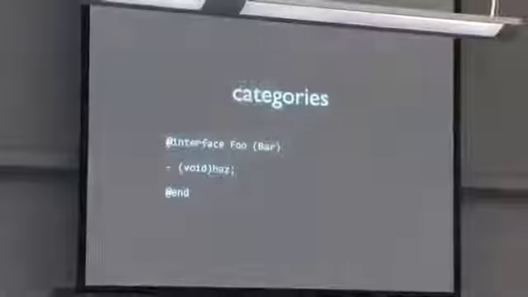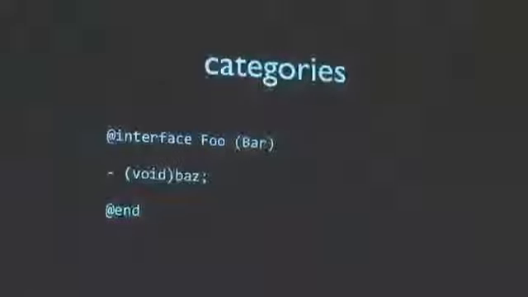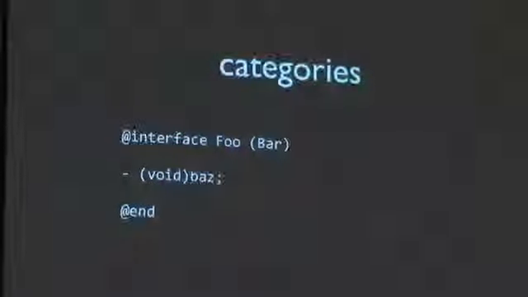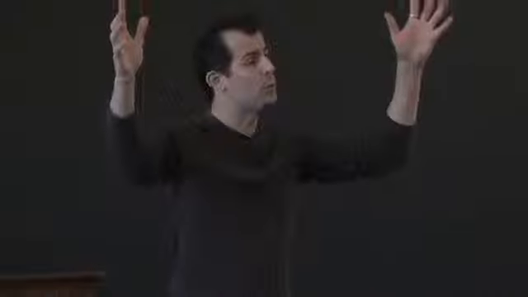And then when I say - (void)baz, that's defining a new instance method called baz, returns void, takes no arguments, but that's now part of the foo class. It's just in a category unto itself. So this can be used for a couple of reasons. One, it allows you to add functionality to classes other people wrote without having to extend them.